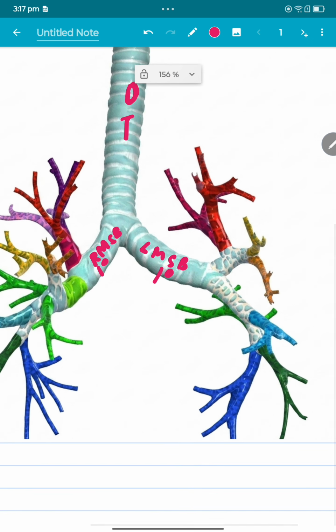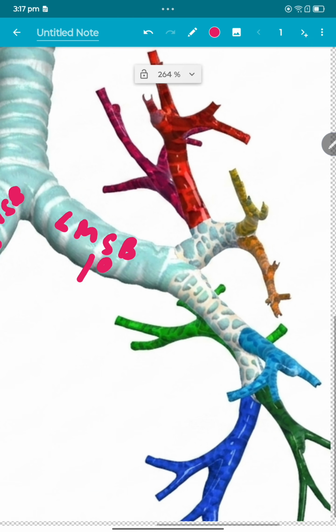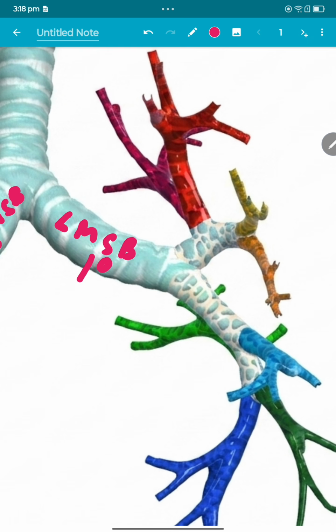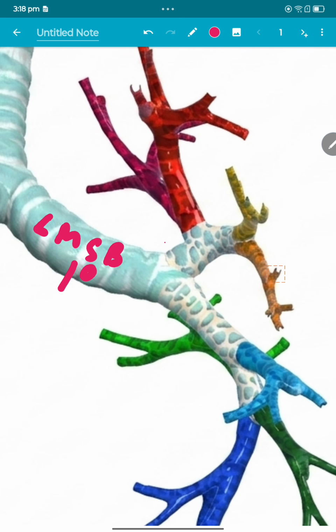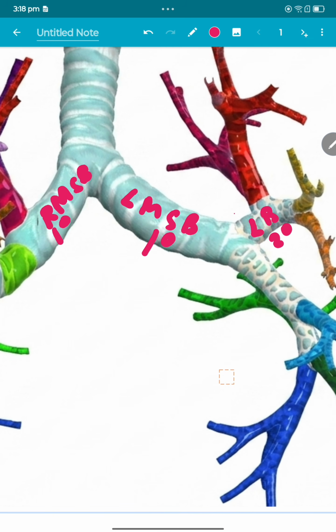Then we have these lobar branches. These are the second degree bronchi, or lobar bronchi, the second generation bronchi. This is the upper lobe bronchus, second generation. This is the left lower lobe bronchus, which is also second generation.